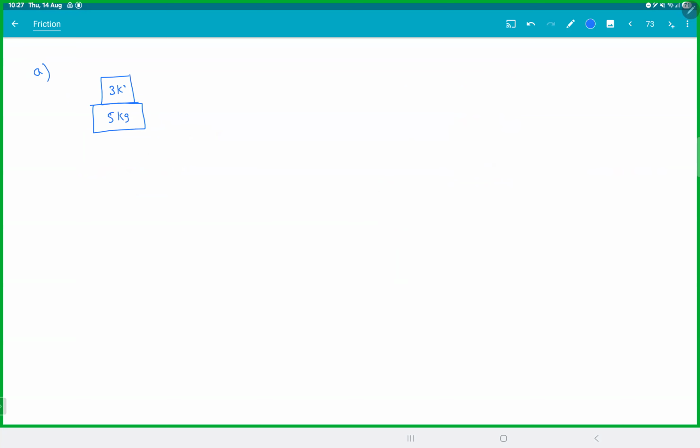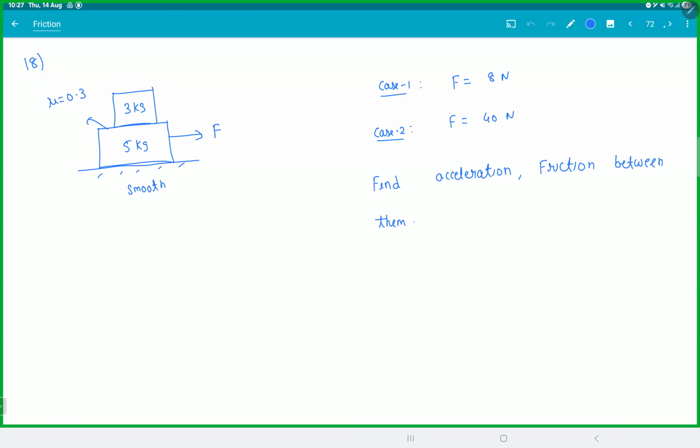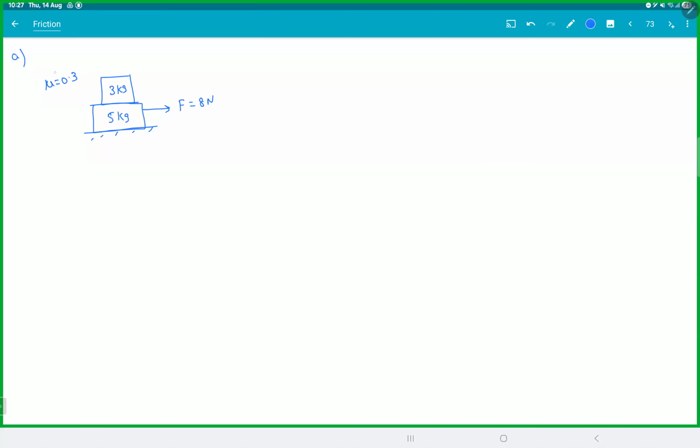Five kg, 3 kg. You're applying F is equal to 8 newton. Mu is equal to 0.3. Assume both the blocks go together. Then acceleration will be 1 meter per second square. Choose any one block. I'll choose a 3 kg block. The friction will be forward. Acceleration is 1. F is equal to 3 newtons.